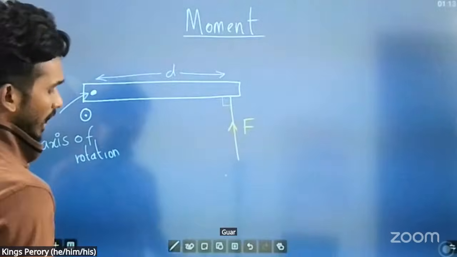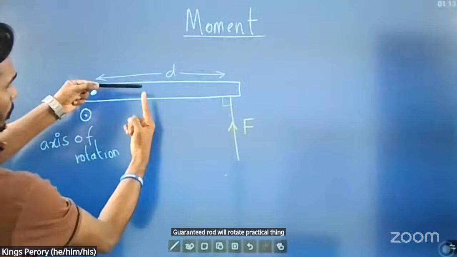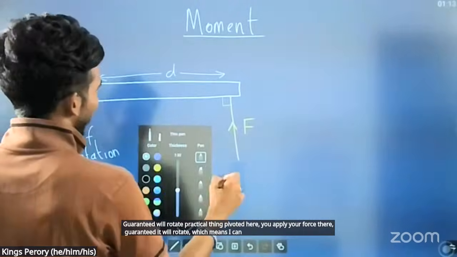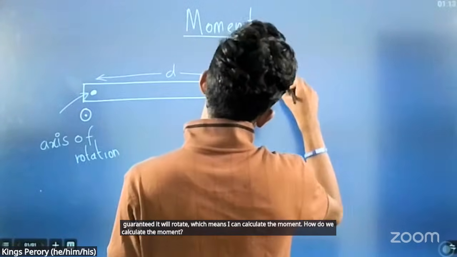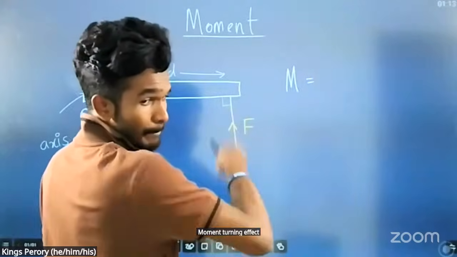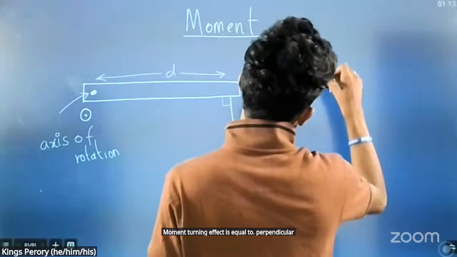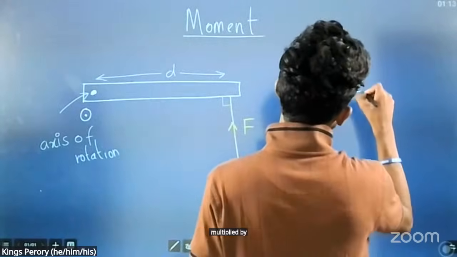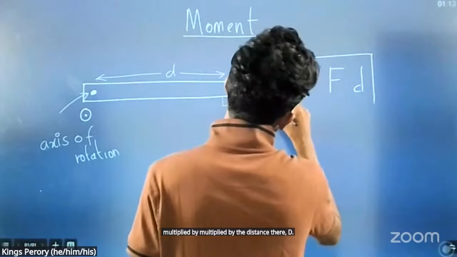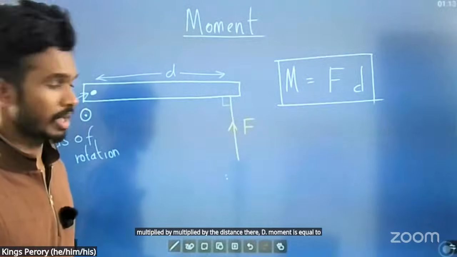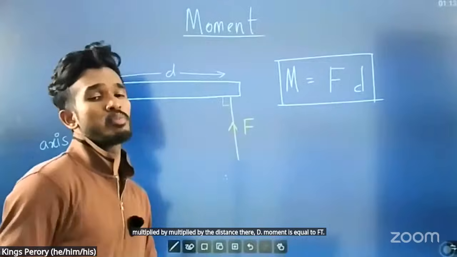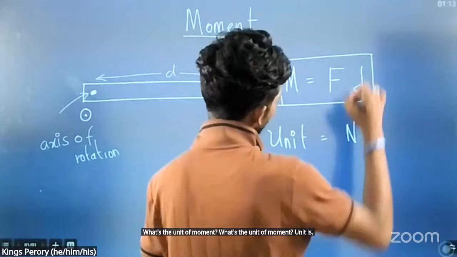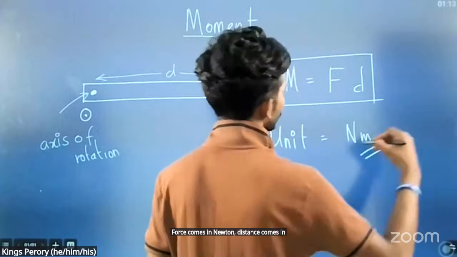Guaranteed the rod will rotate. Practically, pivoted here, you apply a force there, guaranteed it will rotate, which means I can calculate the moment. How do we calculate the moment? Moment, the turning effect, is equal to the perpendicular force F multiplied by the distance d. Moment is equal to Fd. M equals Fd. What's the unit of moment? Force comes in Newton, distance comes in meters, so the unit is Newton meters.